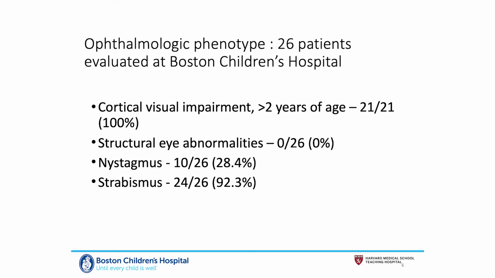None of the individuals had structural eye abnormalities, 10 had nystagmus, and 24 had strabismus. Visual acuity testing was completed in 24 of the 26 individuals, with 1 to 11 consecutive visits between the ages of 4 months and 16 and a half years.